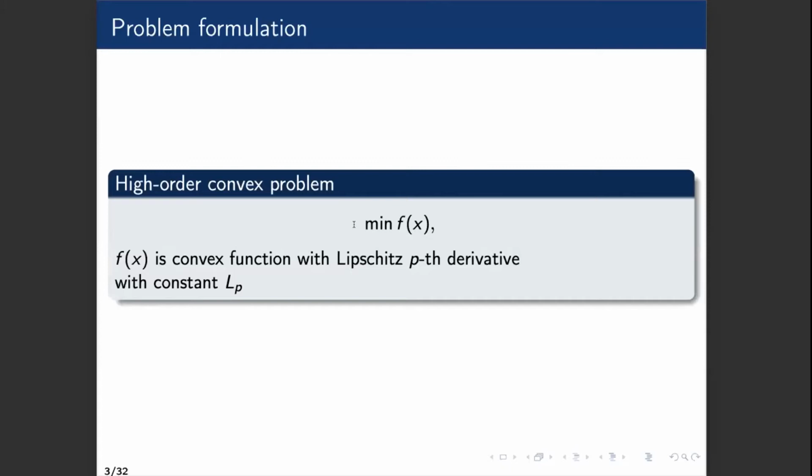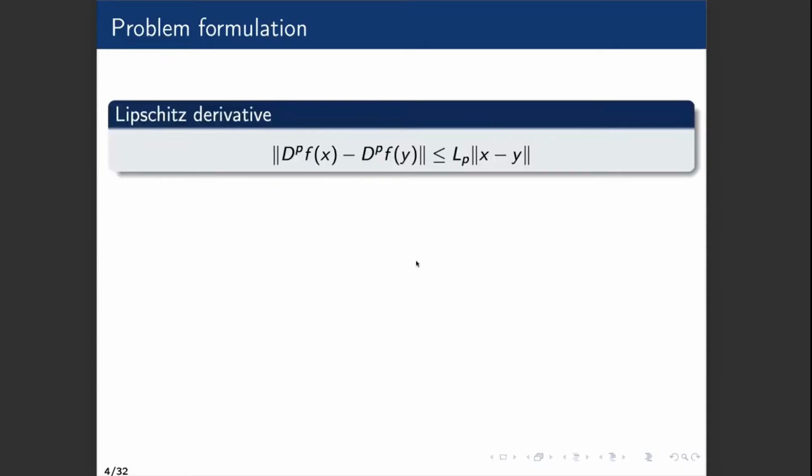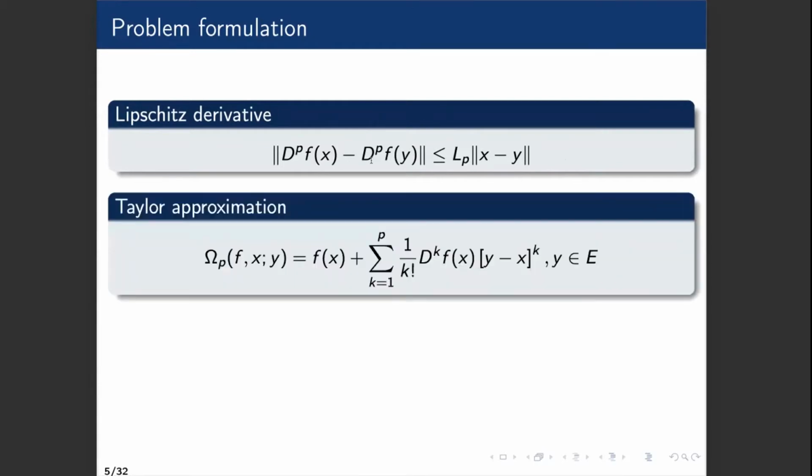convex problems. Here we assume that we have a function f of x. It's a convex function with Lipschitz p-th derivative, with this constant L_p. So we assume that we have functions with many derivatives, up to order p, and all of them are smooth and continuous. This is the definition of Lipschitz derivative. It's similar to, for example, if p is 1, it's naturally the gradients and the smoothness of the function in terms of gradients.